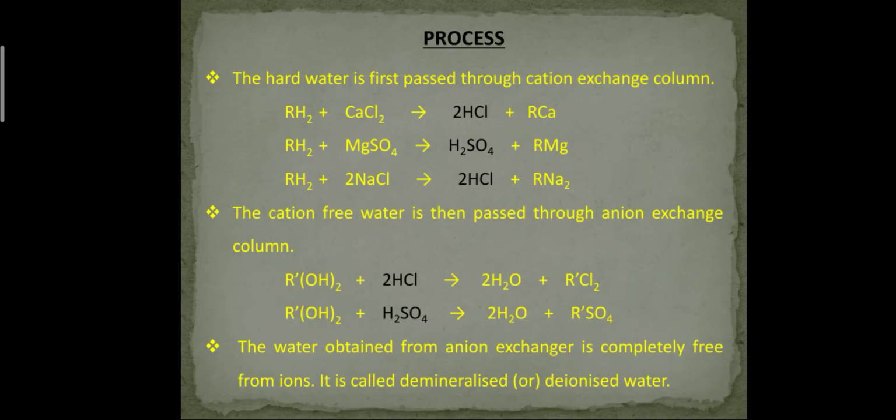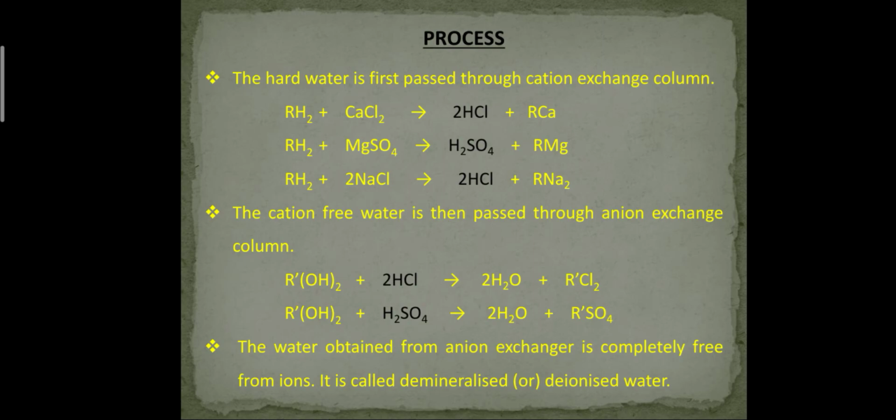Now, let me explain the process briefly. In this step, the hot water is allowed to pass through the cation exchange column. Here, ions present in the water such as calcium chloride, magnesium sulfate and sodium chloride react with RH2 present in the resin. They produce acids such as hydrochloric acid and sulfuric acid and form RCa, RMg and RNa2.